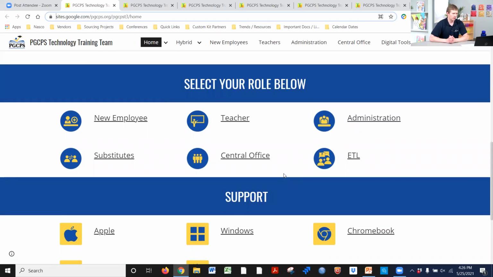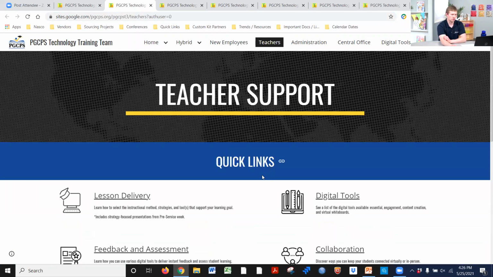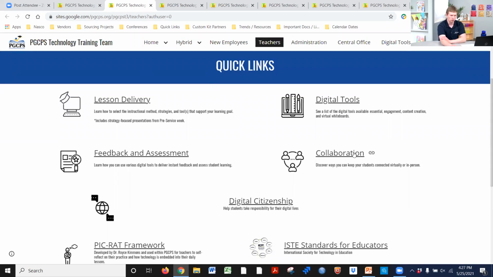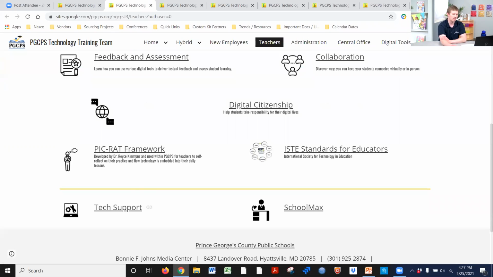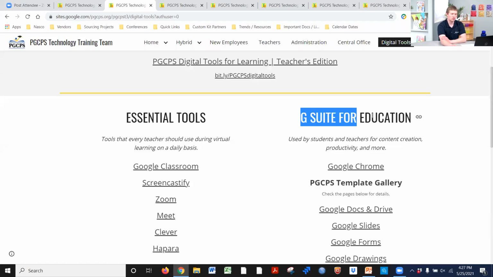This is through a technology training team, through an education community that has developed resources specific for educators. So there are teacher specific resources that you can have here. I'm going to jump through some of these real quickly. Under teacher support, for example, there are quick links on how to deliver different lessons. Here are some digital tools. How do you collaborate with other educators? There are different feedback and assessment components. There's digital citizenship, the ISTE standards, tech support, and a framework. All of these different tools are here for you. So if we jump into our digital tools, for example, then we can talk about the G Suite for Education.